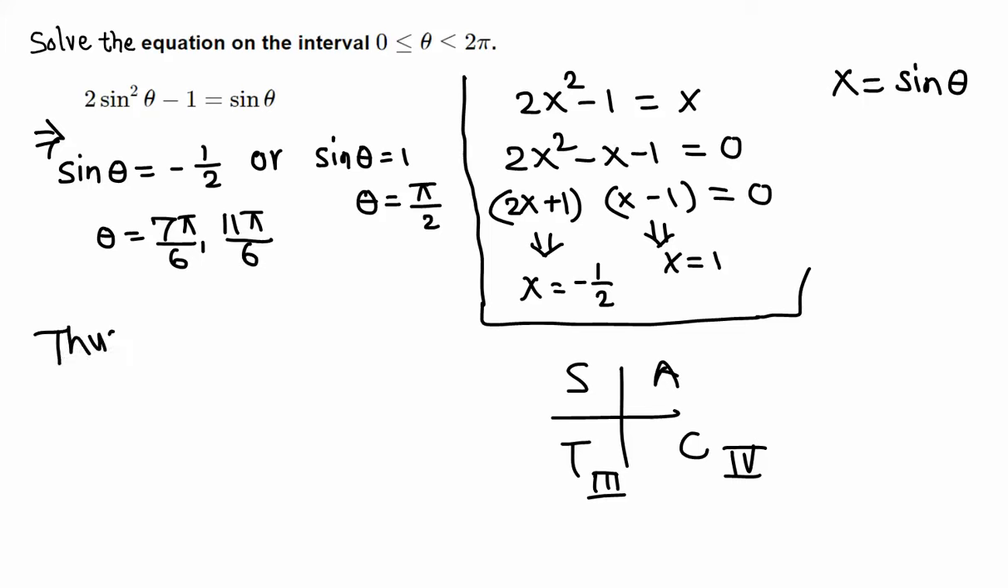Thus the final answer, theta is pi over 2, 7 pi over 6, and 11 pi over 6.